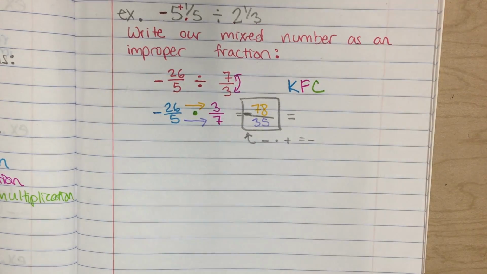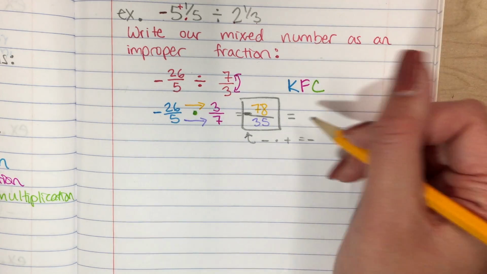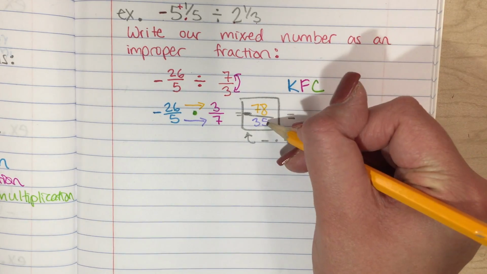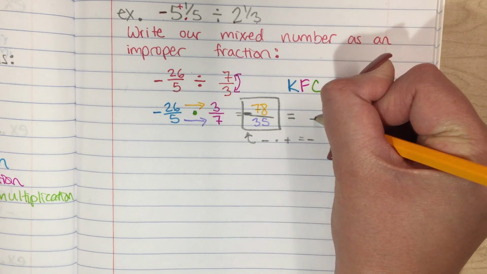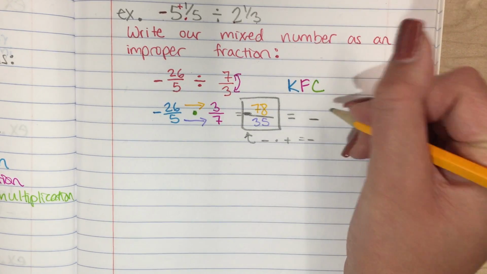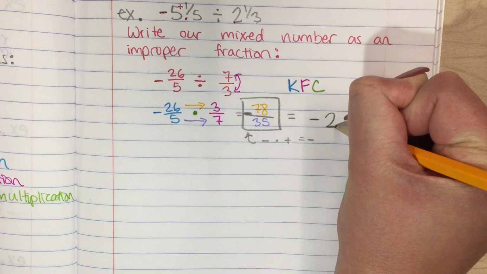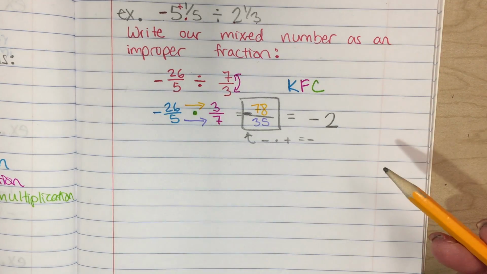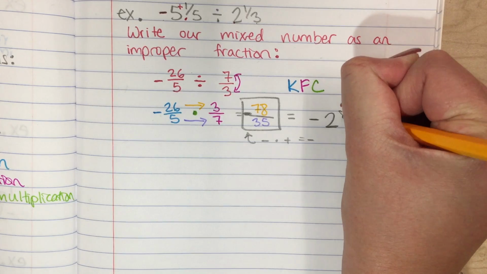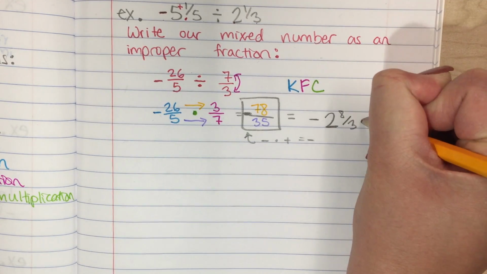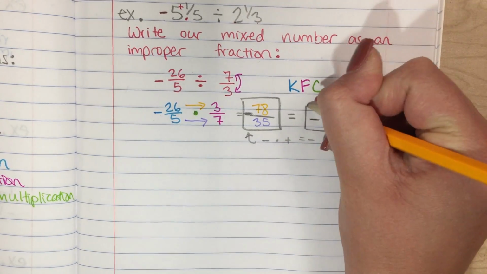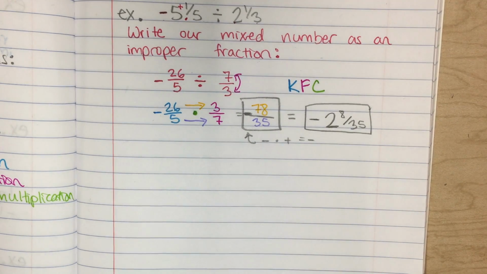What if we want to put this into a mixed number? We can do that. Let's think, how many times does 35 go into 78? 35 goes into 78 2 times without going over, because 35 times 2 is 70. So this is negative, notice I'm bringing along the negative, 2. And then to get from 70 to 78, I have 8 left over. So 8, my denominator is 35, so this becomes negative 2 and 8/35 if you would like to simplify it.